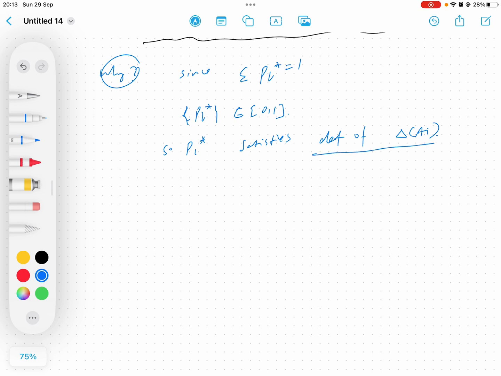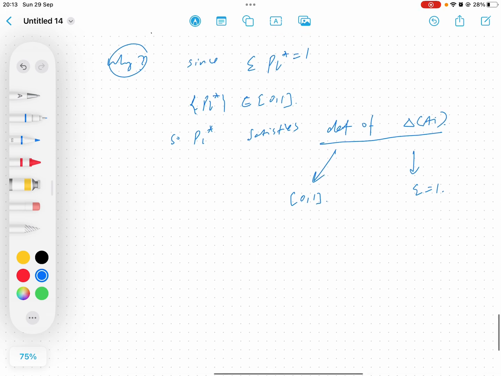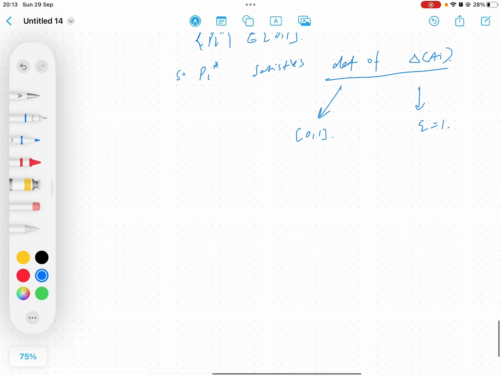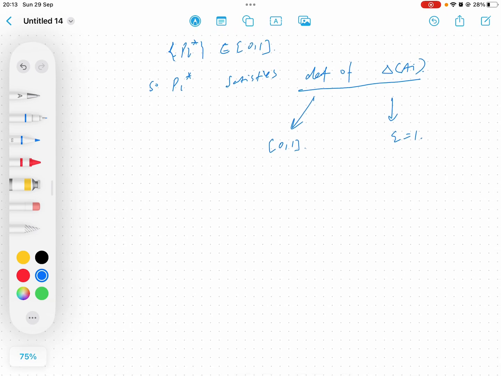So what is the definition of delta A_i? We can recall that the first requirement is that each element is within 0 and 1, and the second is that the summation is 1, right? Those are the two requirements that we need to satisfy to be a typical element of delta A_i. To be more specific, we can expand this.